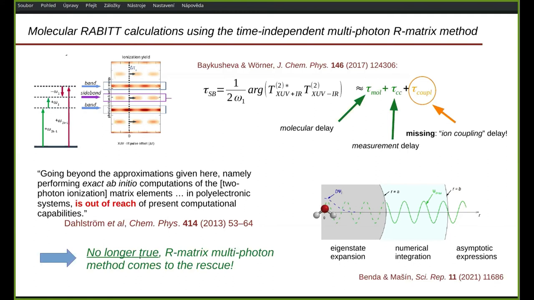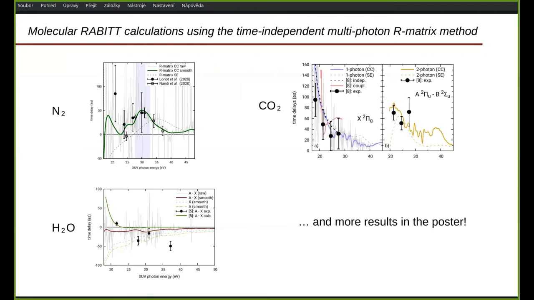the R-matrix theory, which calculates exactly amplitudes of this kind, multiphoton above threshold ionization amplitudes, by means of splitting the physical space into several subregions and applying various levels of the theory in each of them. This allows us to calculate the measurable sideband RABBIT time delays for any molecule and any photon and photoelectron energies. And here I'm showing some examples that we have in the poster.